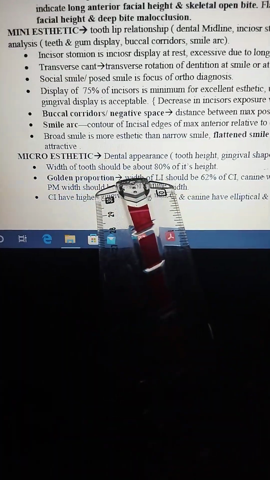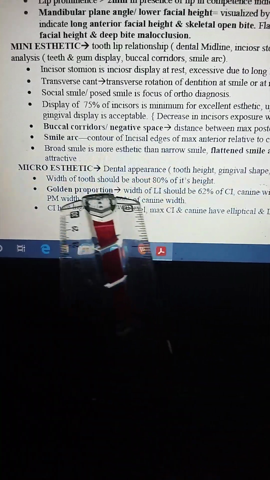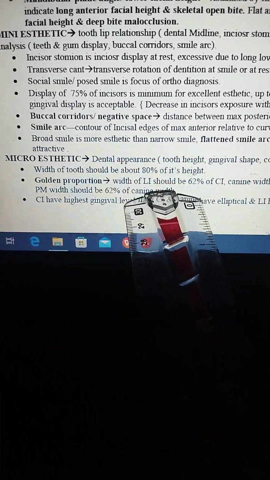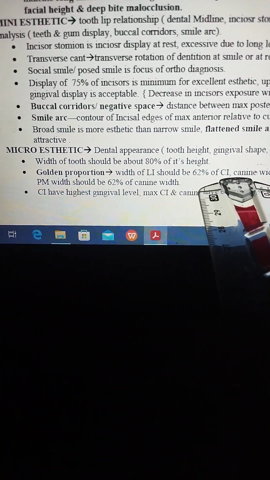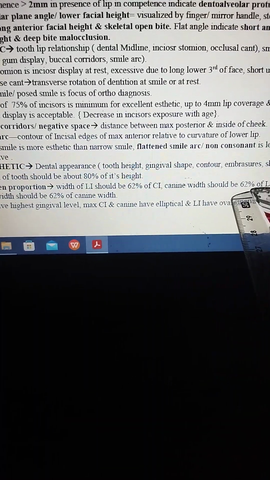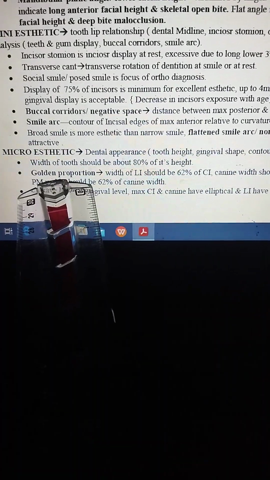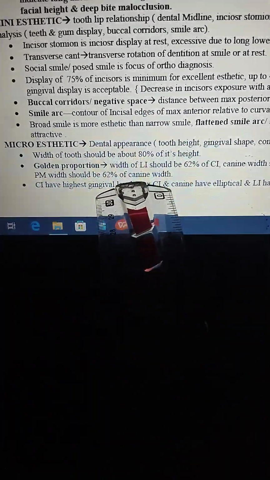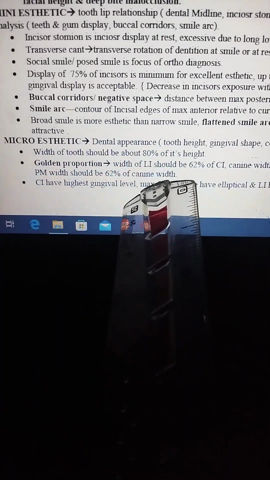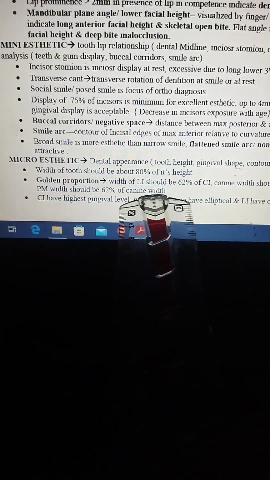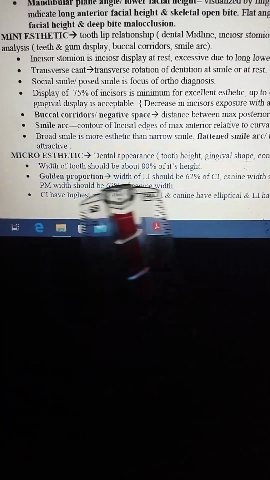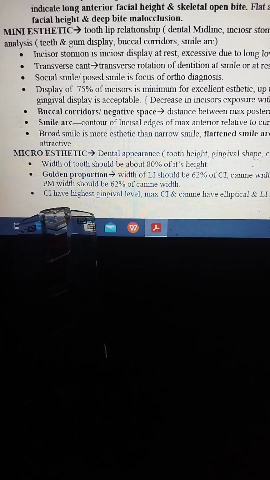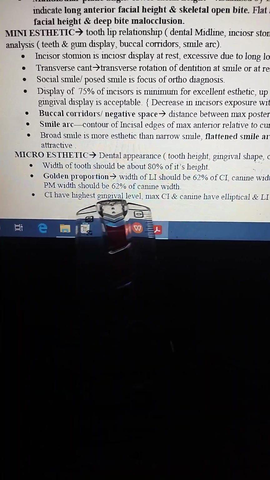Golden proportion. This is an important thing to discuss. What is golden proportion? Width of lateral incisor should be 62% of central incisor. Canine width should be 62% of lateral incisor, and premolar width should be 62% of canine width. The posterior teeth should be 62% of the tooth anterior to it. Central incisor has the highest gingival level.